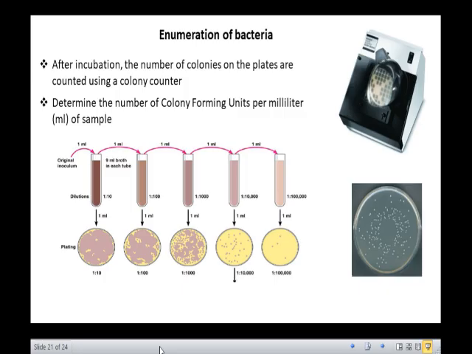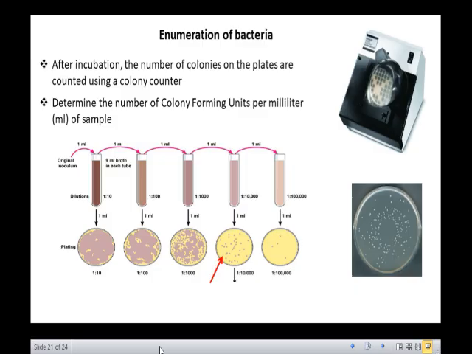For example, if a plate containing 1:10 to the power 4 dilution of the original ml of the sample shows 32 colonies, then 32 represents the number of CFUs present in the original ml.